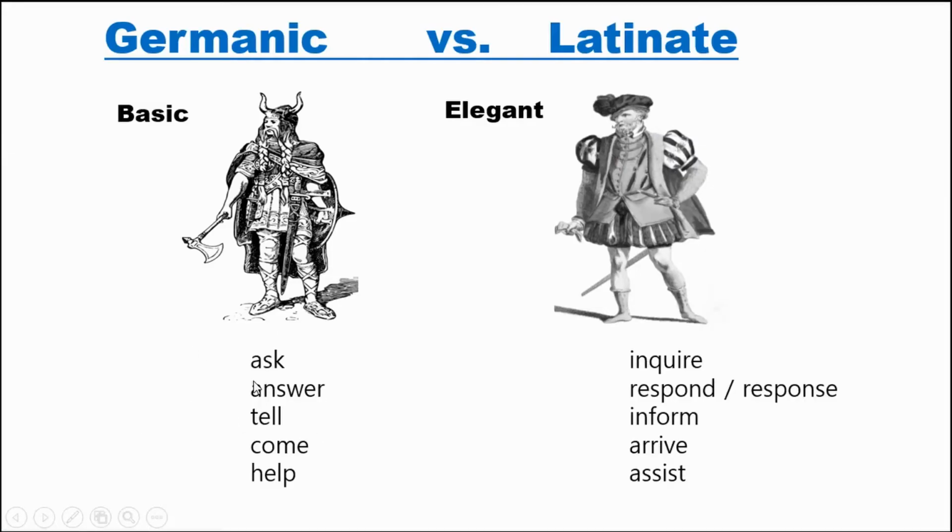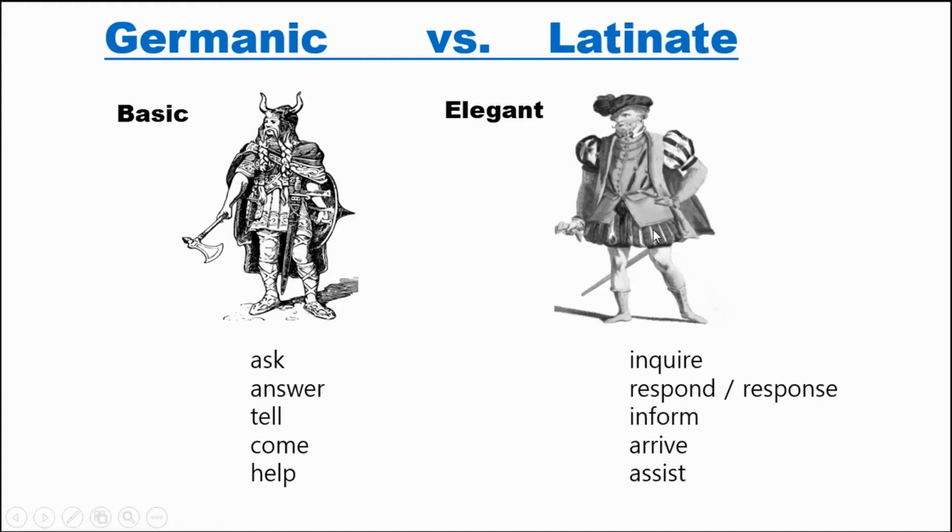Now, of course, they've changed over time. Ask and tell have changed over time, so they're unrecognizable with their English and German counterparts, but if you go back in history, you could recognize them. You did a bit of detective work. But anyway, these words over here on the side, these are the Germanic words, and they're very basic, very tough, right? This is the old Anglo-Saxon warrior, right? Over here, we have the more elegant, and they mean the same thing.